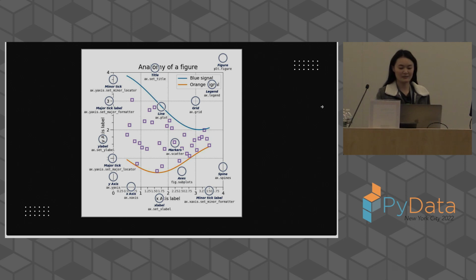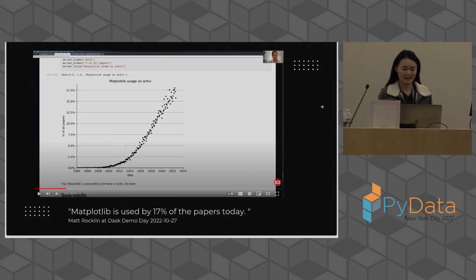That's why it's well loved by academics. I know Tom just mentioned this in his talk. Matplotlib is used by 17% of papers today. Note that this is not just Python papers, it's all the papers on arXiv, so it's quite impressive.